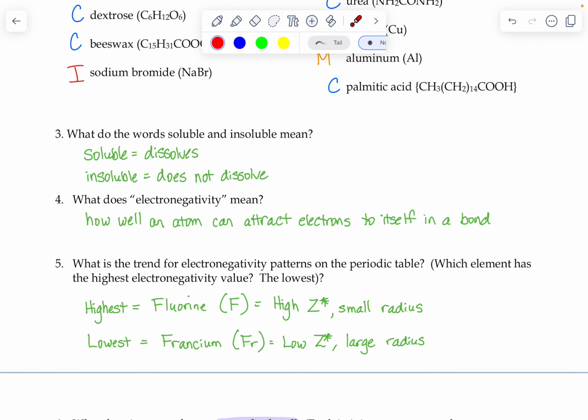You learned during our periodic table chapter that electronegativity measures how well an atom can attract electrons to itself in a bond. It has to be bonded to something else to have an electronegativity value. And we learned that fluorine has the highest electronegativity, while francium has the lowest. Fluorine has a high effective nuclear charge, lots of protons, and a small radius, whereas francium has a low effective nuclear charge and a large radius. So if you think about it from a Coulomb's law perspective, fluorine would do a really good job at attracting electrons, while francium would not.